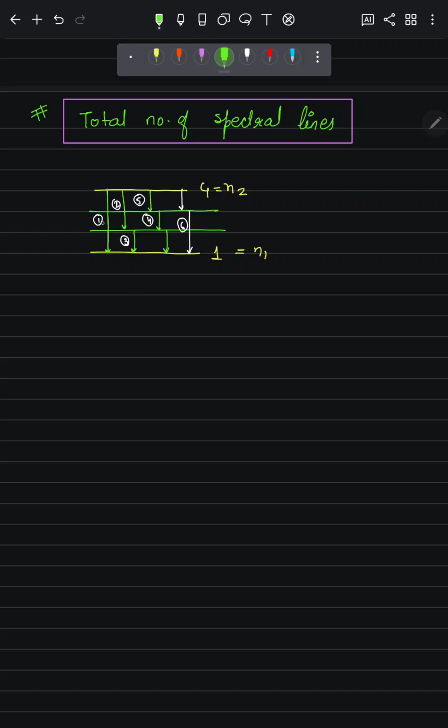We cannot do all these calculations and combinations ourselves. So to get this easily, we have a formula for calculating that number of spectral lines, which is equal to (n2 minus n1)(n2 minus n1 plus 1) upon 2. So this is the formula for calculating the total number of lines.